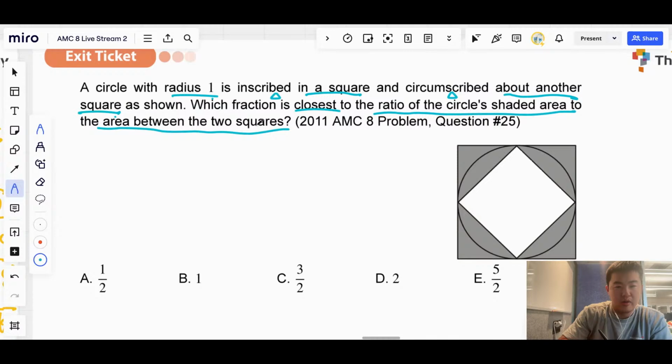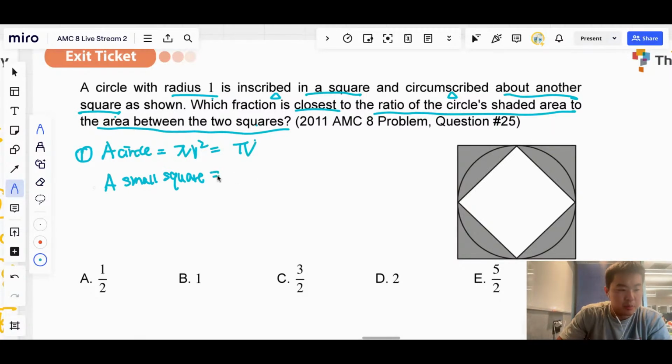Our first step, circle number 1, that is the area of the circle, which is pi r squared. So r is 1 in this case, the area is just pi, okay? Then we can also find the area of the small square. How to find that?